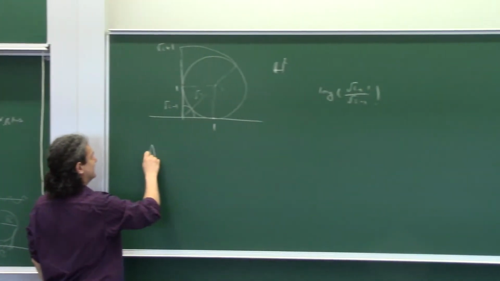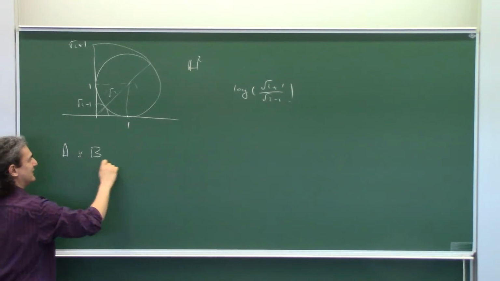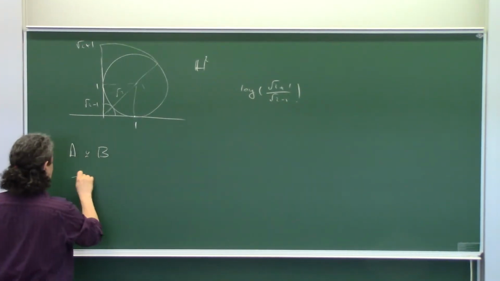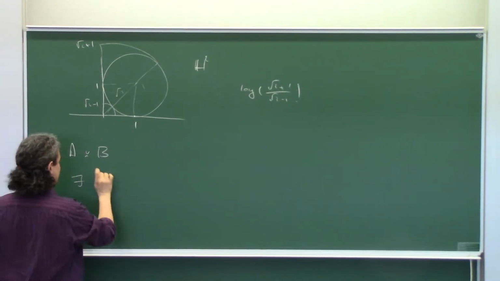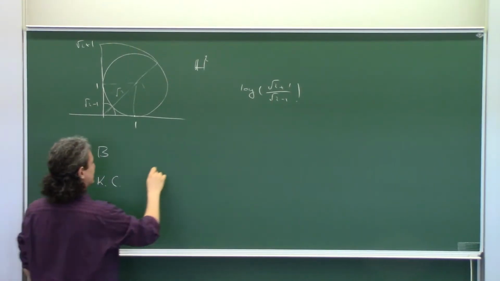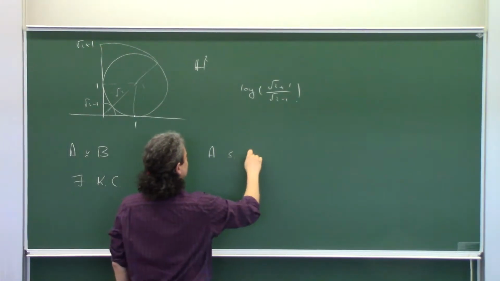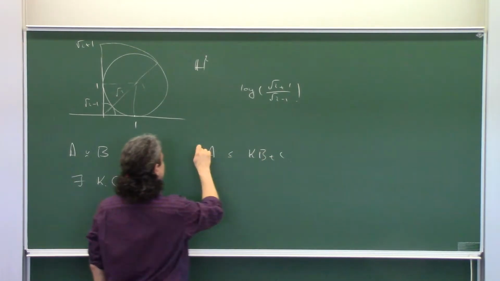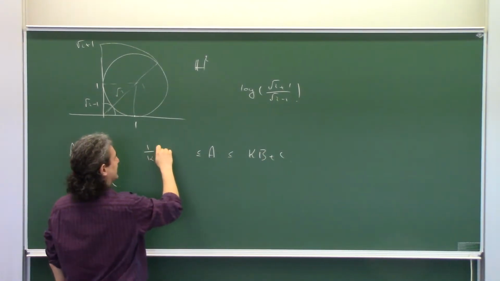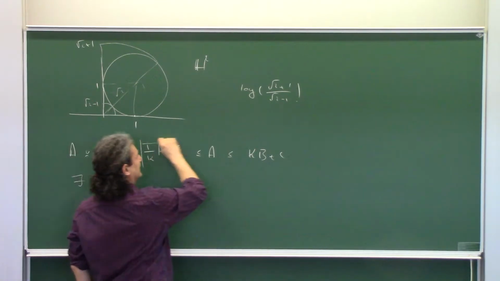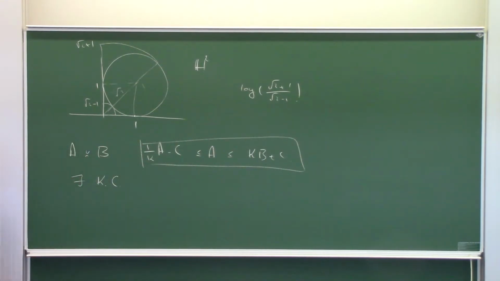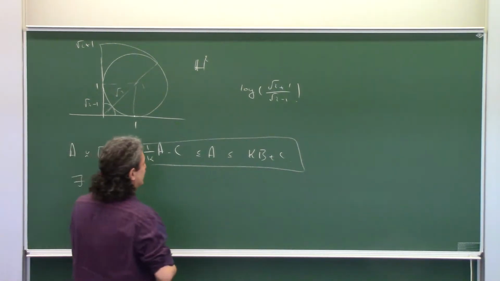If I write A is strictly equal to B, usually this means there exist capital K and capital C such that A is less than or equal to K times B plus C, and is bigger than or equal to 1 over K times B minus C. Right, so that's what that means. So in particular, not equality. To get away from this non-equality, you have to introduce more constants into your statements.